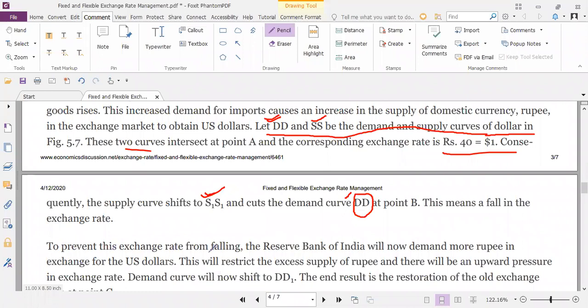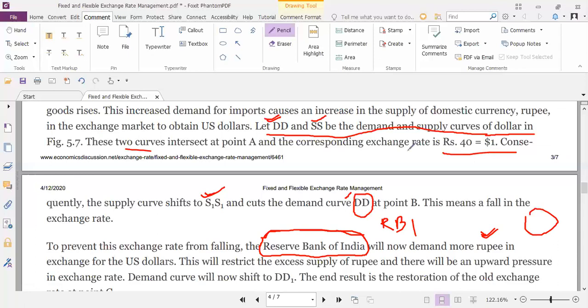To prevent this exchange rate from falling, the Reserve Bank of India, which is our central bank, RBI in short, will now demand more rupees in exchange for the US dollar. The exchange rate is falling. That means the rupee value will go down, and therefore they will ask for more rupees for $1.